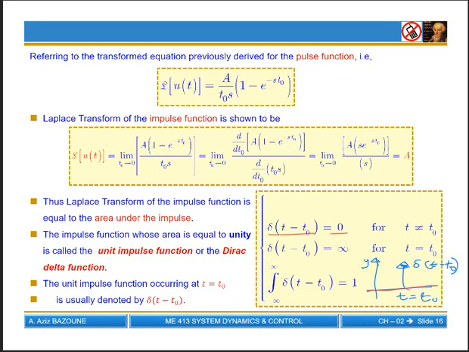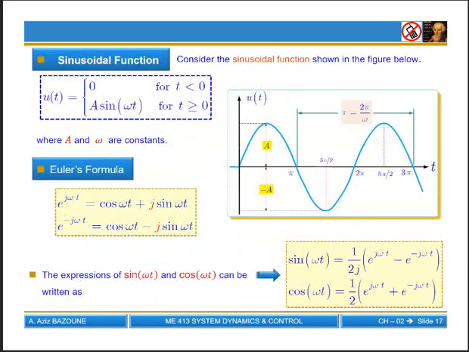Delta t minus t0 is equal to 0 when t is different from t0. It's 0 here and 0 here. Delta t minus t0 is equal to infinity when t is equal to t0 here. So it goes to infinity. And then the integral of delta t minus t0 will be equal to 1. This is known as the impulse. So the physical meaning is you generate a huge force in a small amount of time.